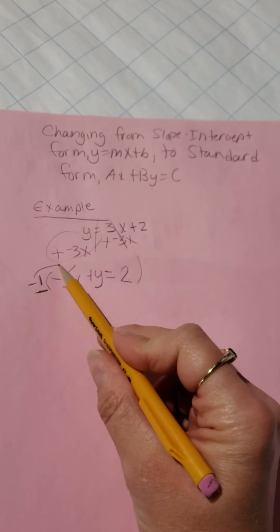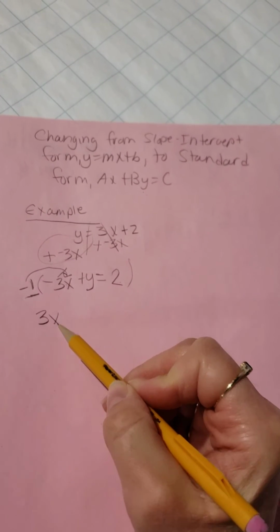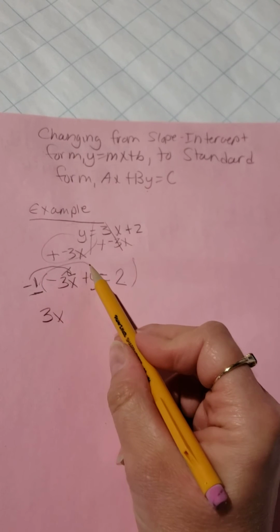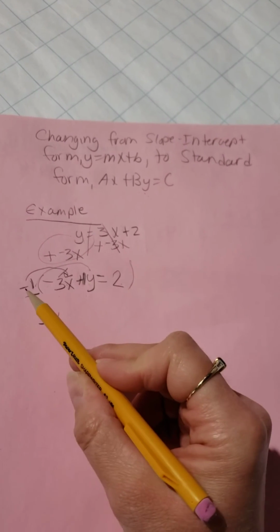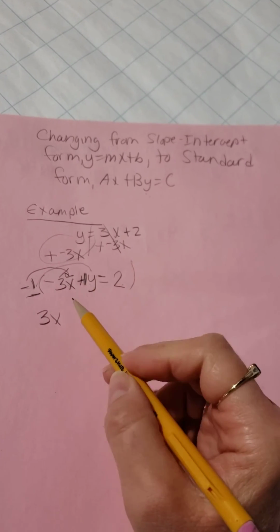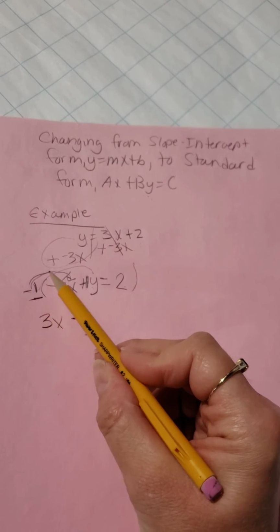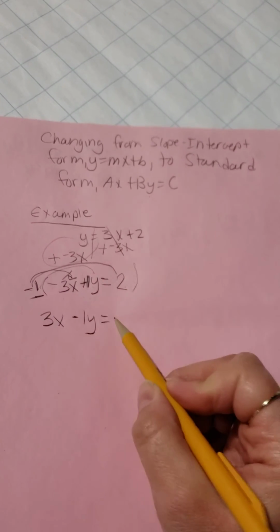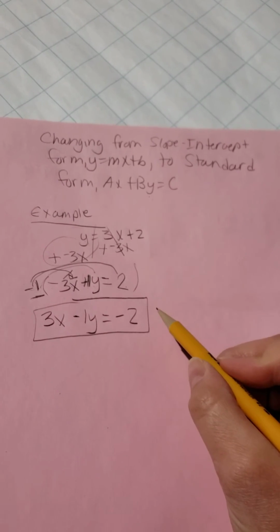So you've got negative 1 times negative 3x, which is a positive 3x. And then you've got this negative 1 times this y. Remember, this is like a 1y, right? Positive 1y. So a negative 1 times a positive 1, so you'd get negative 1y. And then you'd have to multiply the negative 1 times the 2. So it would equal negative 2. So this is technically what you need for standard form.